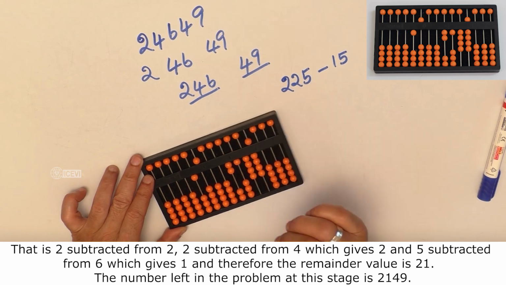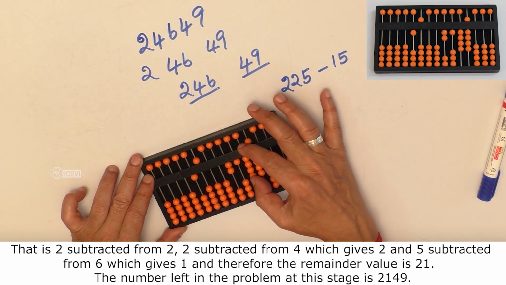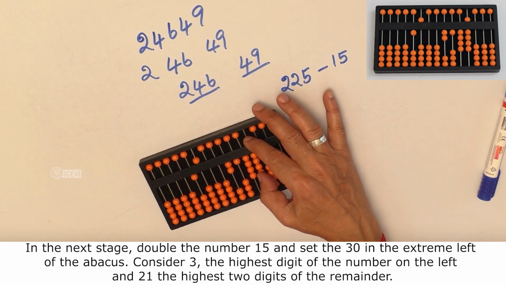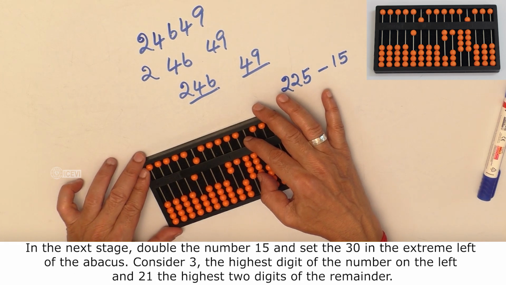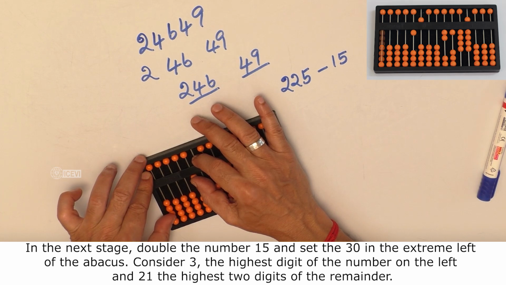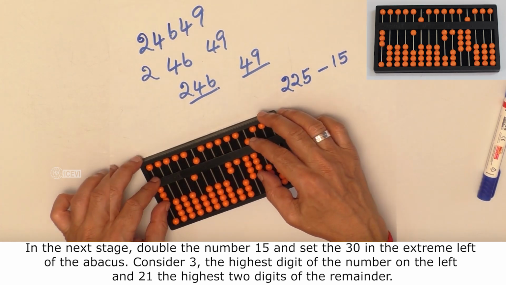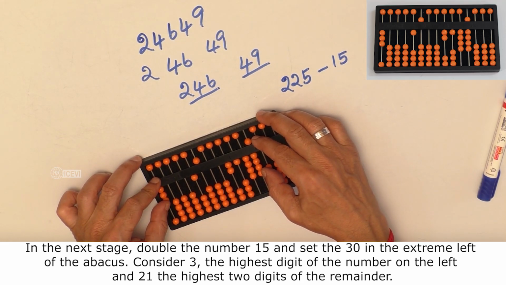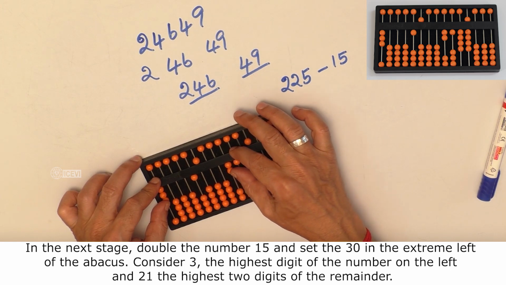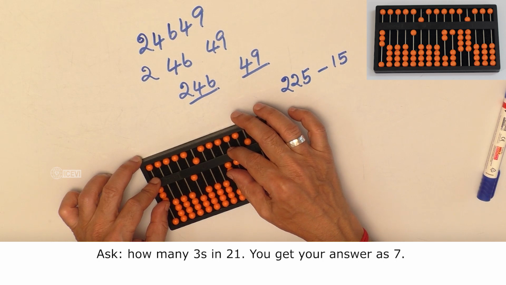The number left in this problem at this stage is 2,149. In the next stage, double the number 15 and set 30 in the extreme left of the abacus. Consider 3, the highest digit of the number on the left, and 21, the highest two digits of the remainder. Ask how many 3's in 21. You get the answer as 7.